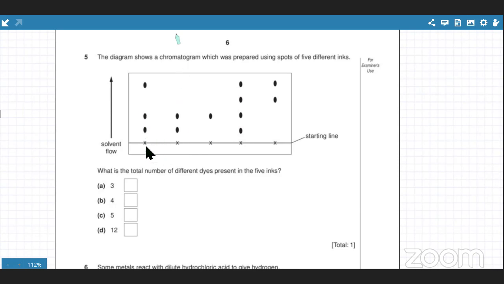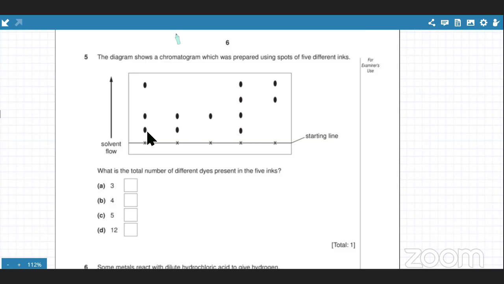And the dyes, if they're very soluble, they're going to flow with the solvent. If they're not soluble, they're going to stay behind. For example, this dye over here stays behind. Though this dye over here flows with the solvent. This is the solvent flow. So if a dye is very soluble, it's going to flow. If it's not soluble, it's going to stay behind.